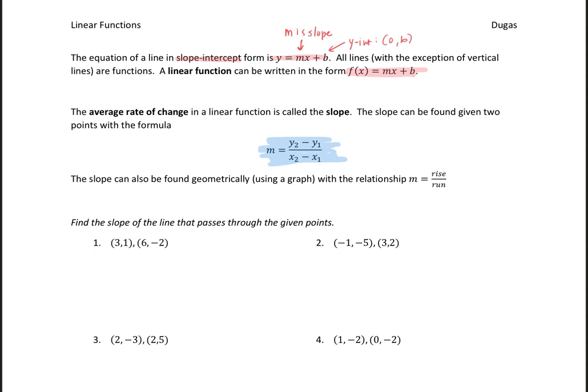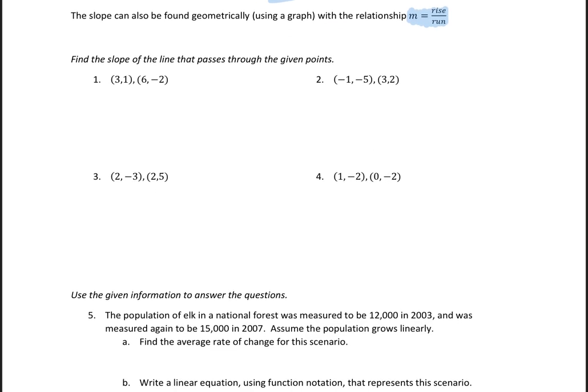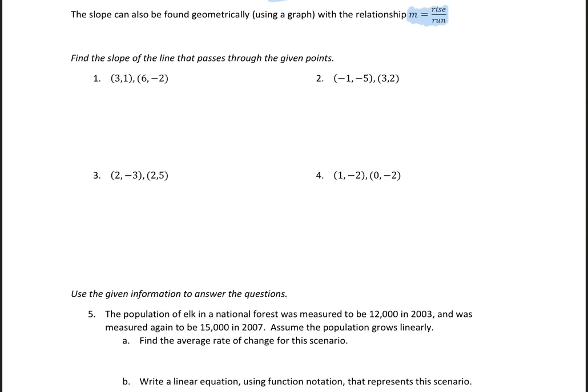You can also find it geometrically if you have a graph by knowing the relationship rise over run. So it's the change in y's over the change in x's, or how much it increases or decreases on top versus how much it changes in the x direction left to right. So in the first 4, we're asked to find a slope of the line that passes through the given points. And so we just want to use that formula.